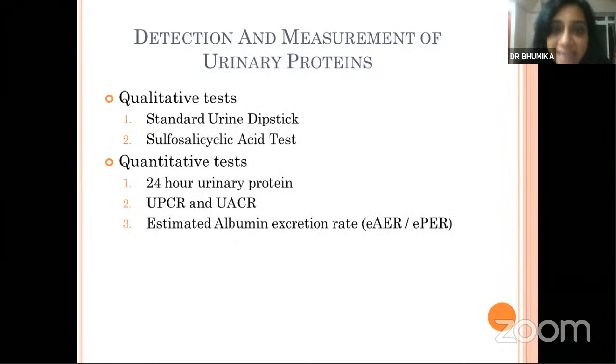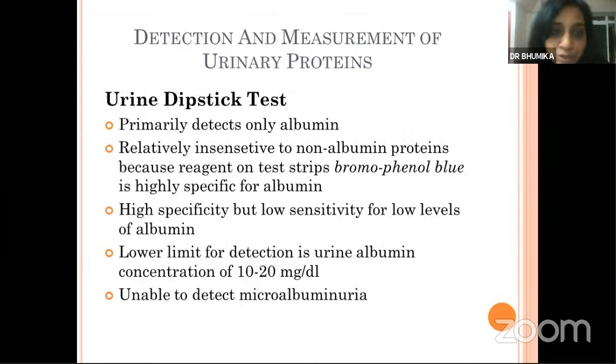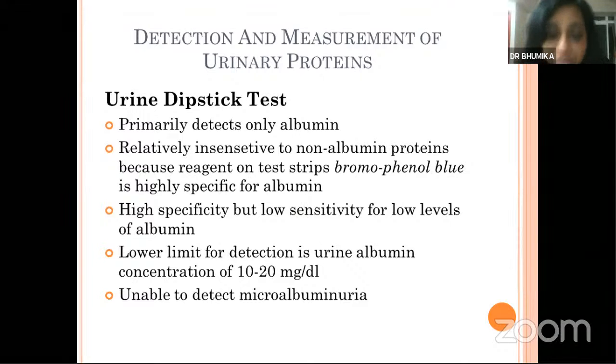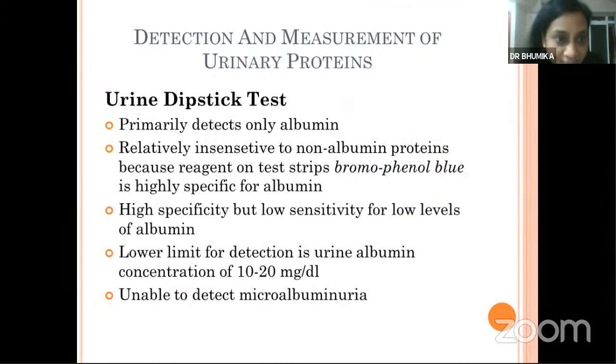How do we detect and measure urinary proteins? There are two methods, qualitative and quantitative. Qualitative tests are the standard urine dipsticks and sulfosalicylic acid. The standard urine dipstick is what most of you would use when treating nephrotic children, and this is what we advise the parents to do every morning. It primarily detects only albumin. So this is generally what we use for a dipstick test.